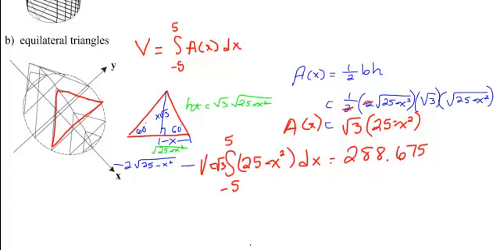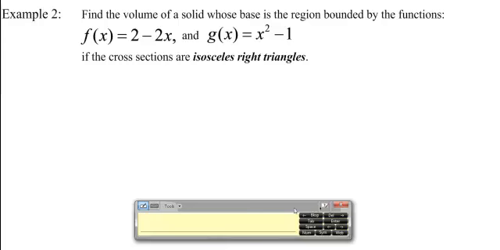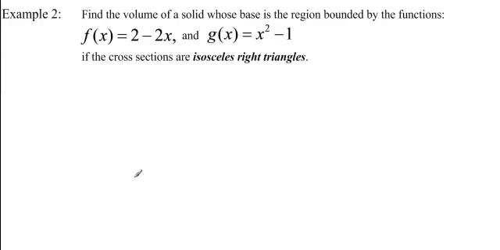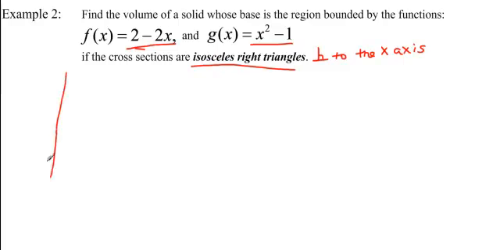One more problem I'm going to have us do, if I can advance this screen. Here's the last problem we're going to walk through. Find the volume of a solid whose base is not a circle this time, whose base is the region bounded by the functions. Okay, so we're going to have a line function as well as a parabola. And then we're going to make the cross sections isosceles right triangles, and let's keep these perpendicular to the x-axis. So kind of similar to what we just did, only our region is going to be slightly different. So let's graph this out.